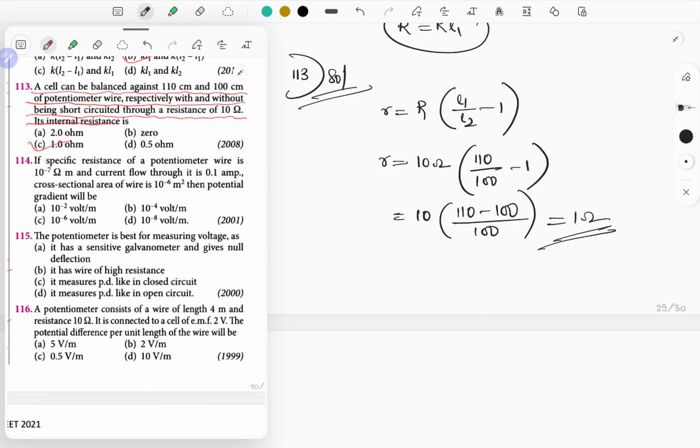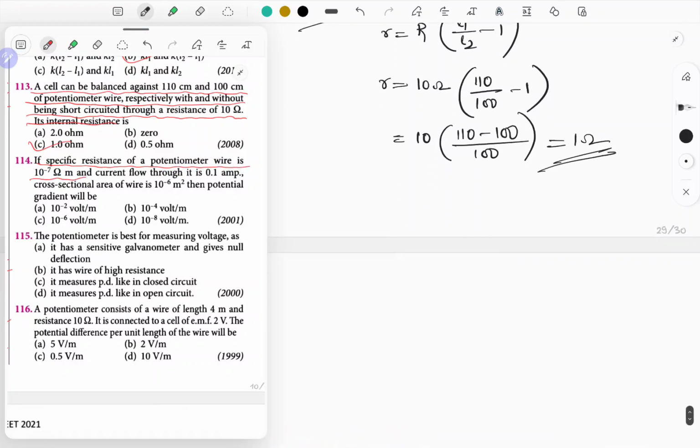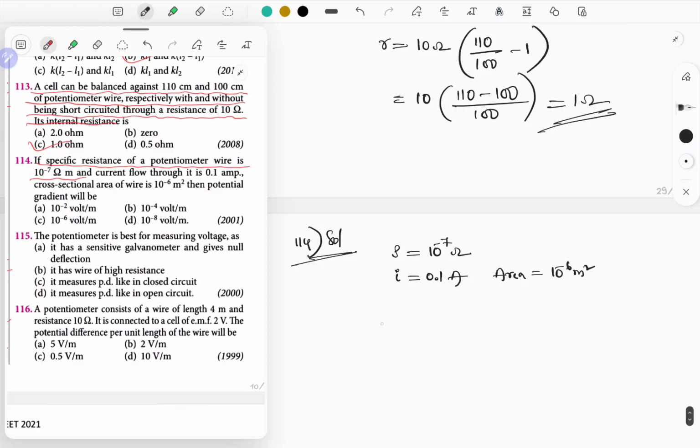Let's solve question number 114. If the specific resistance of the potentiometer wire is 10 power minus 7 ohm meter, and the current flowing through it is I equal to 0.1 ampere, and the cross-sectional area is 10 power minus 6 meter square, then the potential gradient will be.